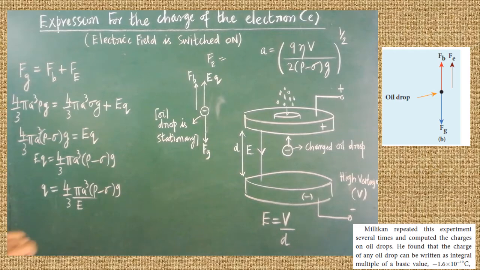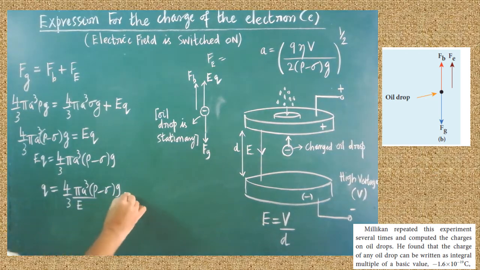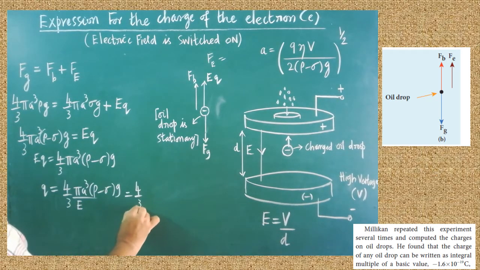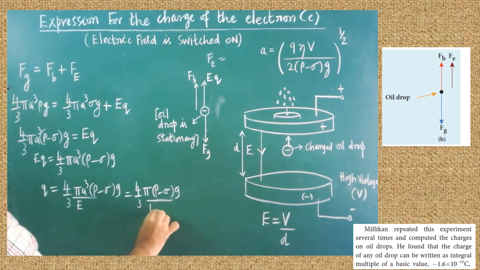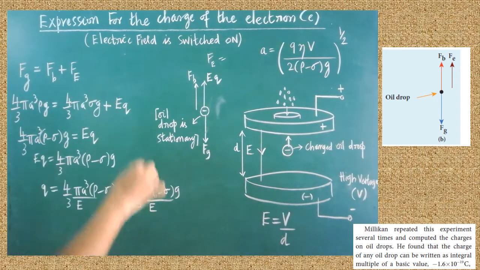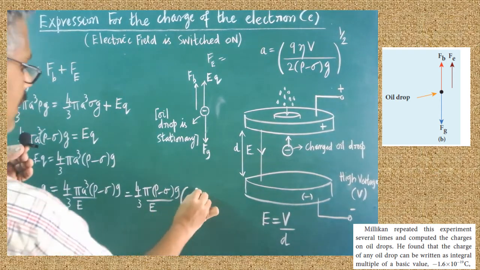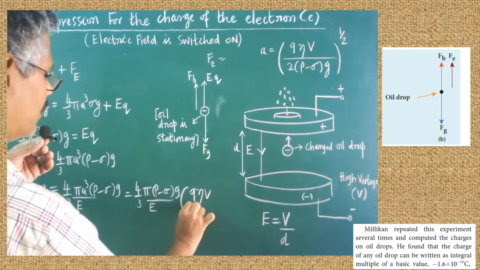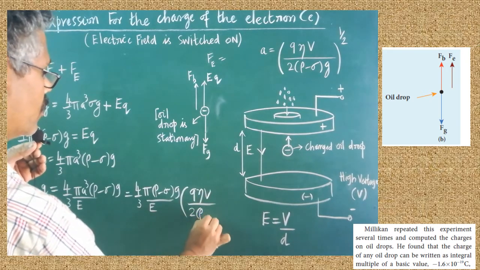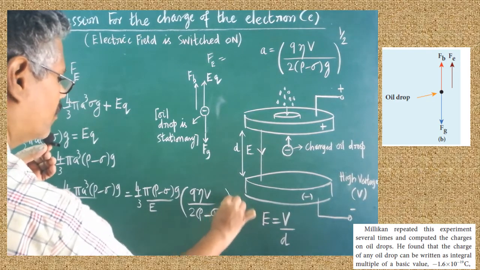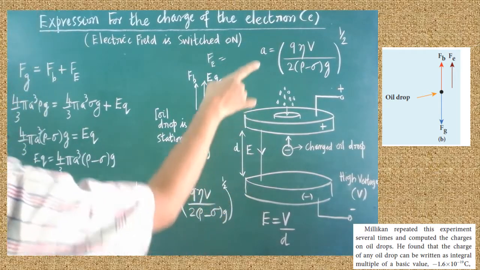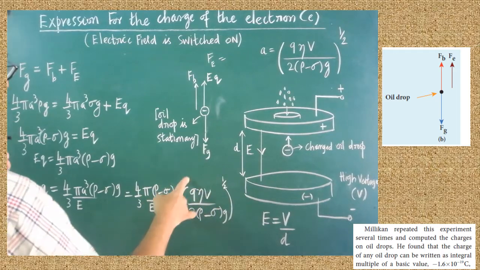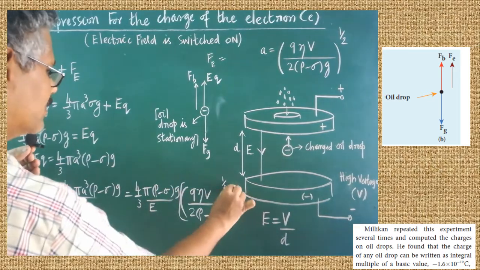Here we have already derived the expression for the radius of the oil drop. The expression for the radius of the oil drop can be substituted. 4 pi by 3, pi, (rho minus sigma) g divided by E. Here instead of a you can substitute the expression for a, 9 eta v whole divided by 2 (rho minus sigma) g, whole bracket basically must be written. Here the power of half is already there. This one must be clear. The entire factor must be written within a cube.